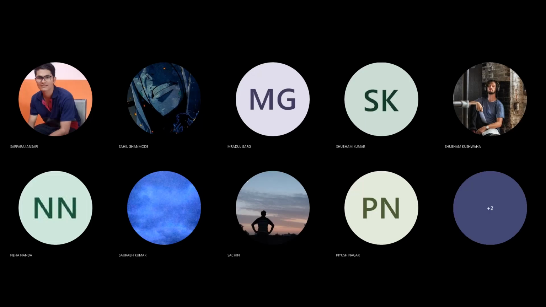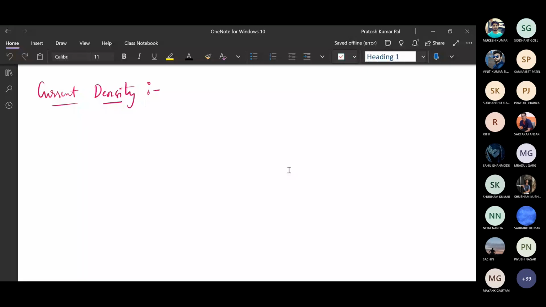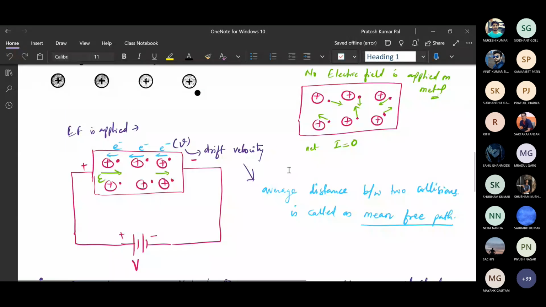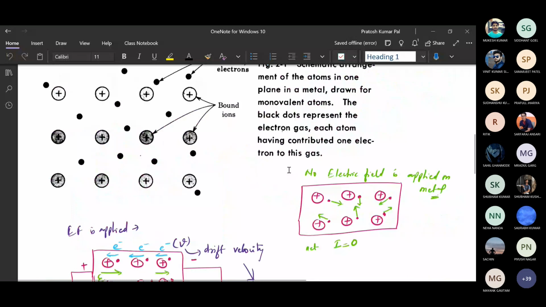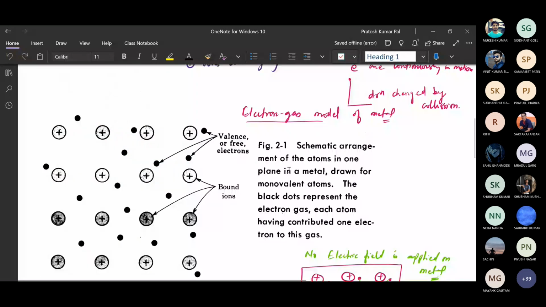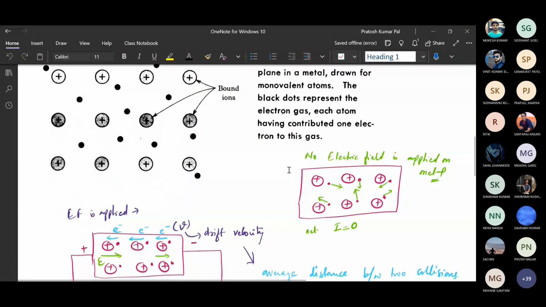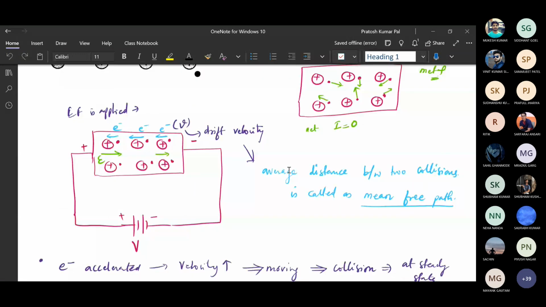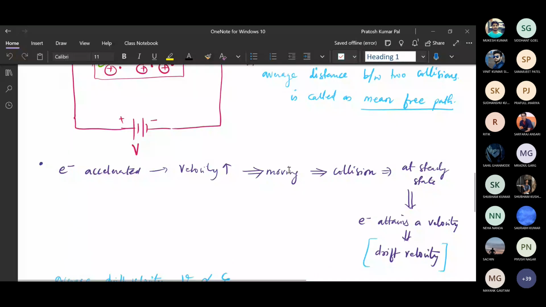So in the previous class, we have gone through the basics of how the electrons and holes are generated, what the role of electrons and holes is, how the mobility is defined, and in what manner the drift velocity is going to affect the current flow. We have seen all that, and how the drift velocity is generated in the presence of an electric field.